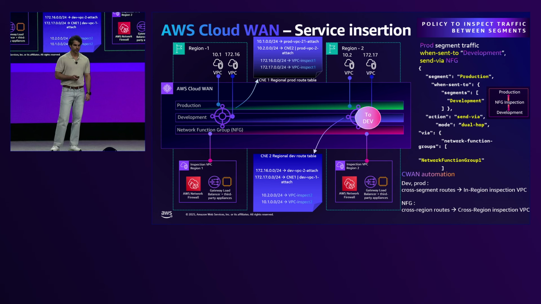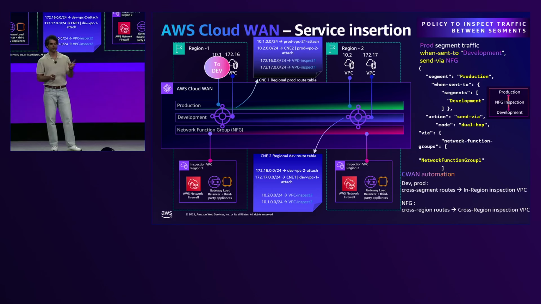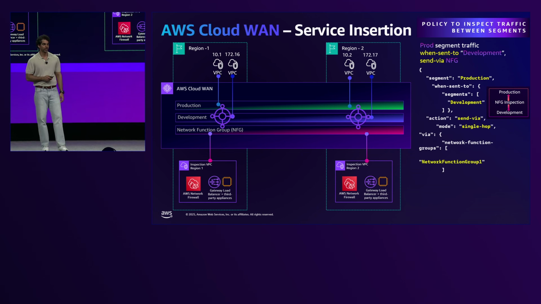And then the return traffic comes in. It gets sent to development, to the inspection VPC, to the network function group, which says, OK, it's a cross-region route, so it goes to cross-region inspection VPC. So now this is how the traffic gets inspected in both the regions by both the inspection VPCs, both the request and response. Now, all of these routes are automatically populated by Cloud WAN. You don't have to write any routes. You just have to write this policy, right? So that's really powerful. So the next is the single hop.